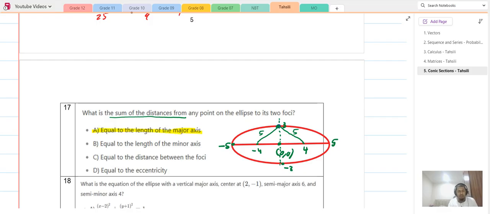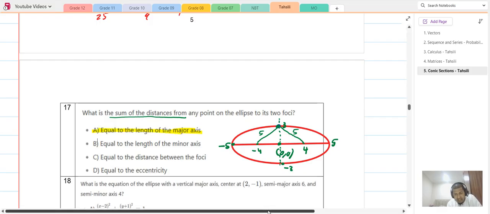Just a theoretical question. You can see I used Pythagoras here. The distance from the center to there is 3. The distance from here to there is 4. It's a 3, 4, 5 triangle. So I took a point on the ellipse to focus 1, that's 5. Point on the ellipse to focus 2, that's also 5. 5 plus 5 is 10. And from there to there and from there to there is equal to the major axis. That's correct. Next question.